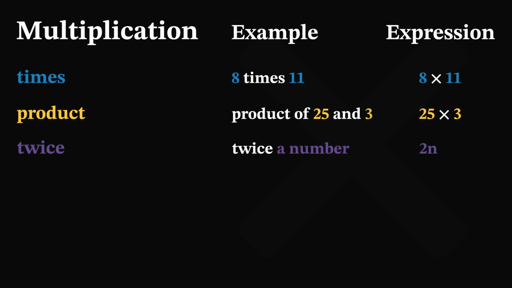And our last one for multiplication is the word twice. So this phrase is unique in that it's telling us specifically to multiply by 2. Twice is translated as 2 times something. And in this case, we have twice a number. And remember, a number can be represented by a variable since it's an unknown value. I chose the letter n because the word number starts with the letter n and it's easy to remember, although you're allowed to use any letter for a variable.